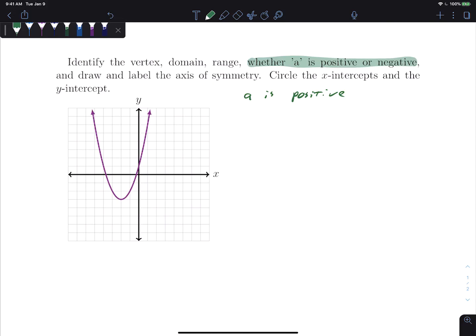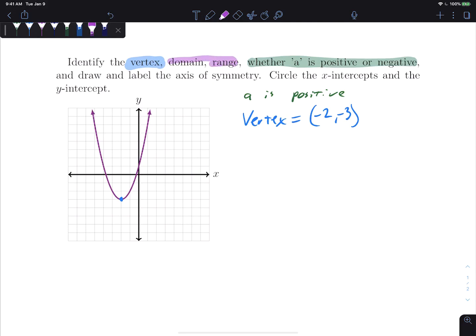Now, let's look at another part of the question. We want to identify the vertex. Remember, the vertex is simply the minimum point here. The minimum point just happens to be right there. So I'm going to draw a point here, and that is the vertex. The vertex is a coordinate. The question is what is that coordinate? Well, notice that we would go left 2 and down 3. Left 2, down 3 is (-2, -3). Excellent. So we just identified the vertex.